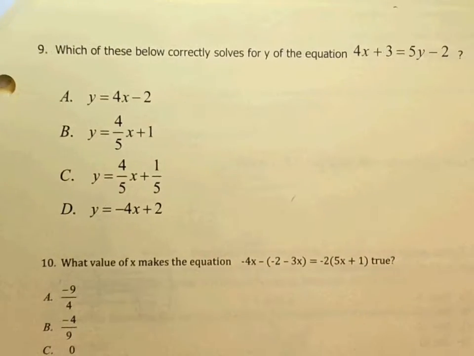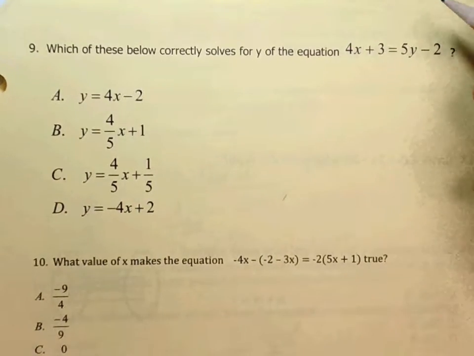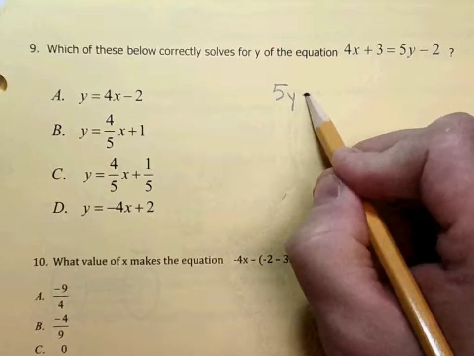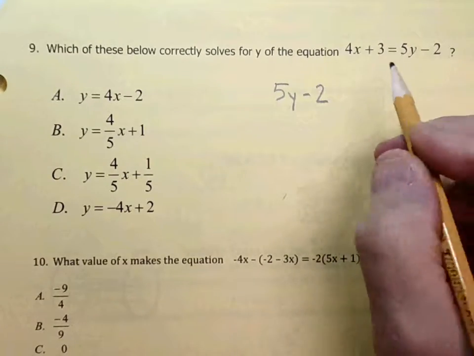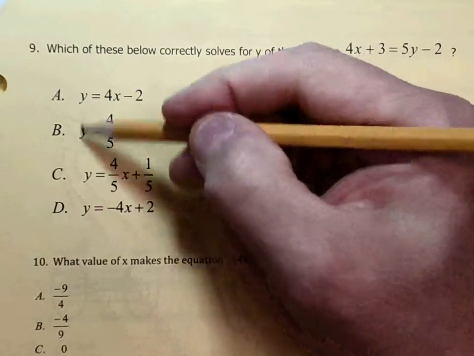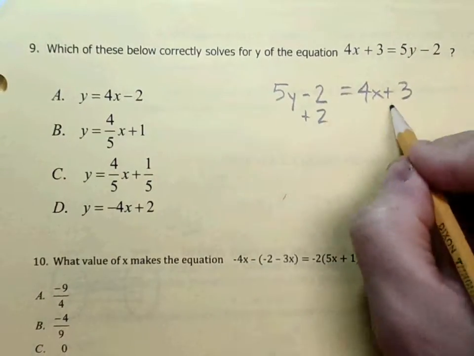All right, which of these correctly solves the equation for y? So I'm going to flip the pancake over here. I'm going to put the 5y minus 2 on the left, and I'm going to put the 4x plus 3 on the right, because all my answers have the y on the left. It's just a little easier visually.